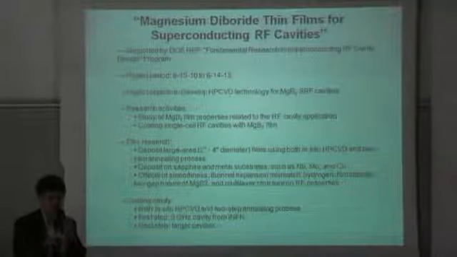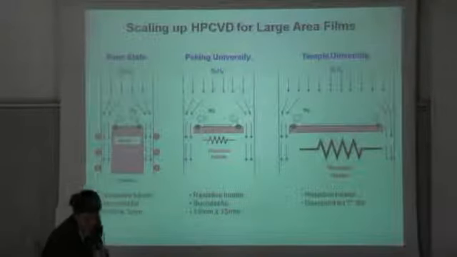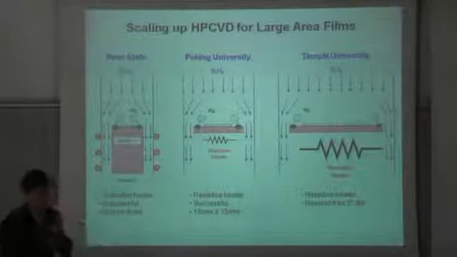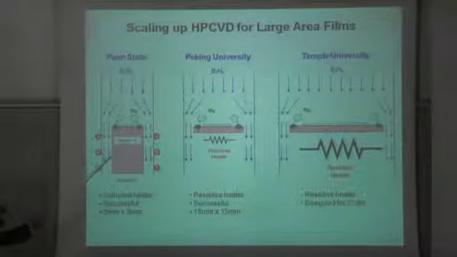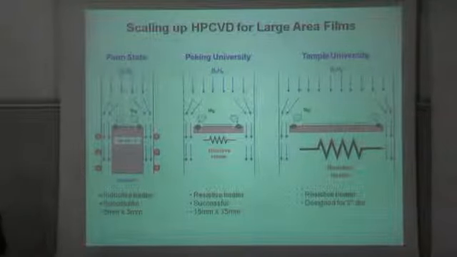these properties that are important for cavity applications. So first off, in terms of growing large area films, here it shows the original setup at Penn State that we used to make MgB2 film. All those very nice properties are made in this reactor that is heated by inductive heating, which limits the sample size to about 5 by 5 millimeters. So that's too small for many applications, for many measurements. So one goal is to scale it up.